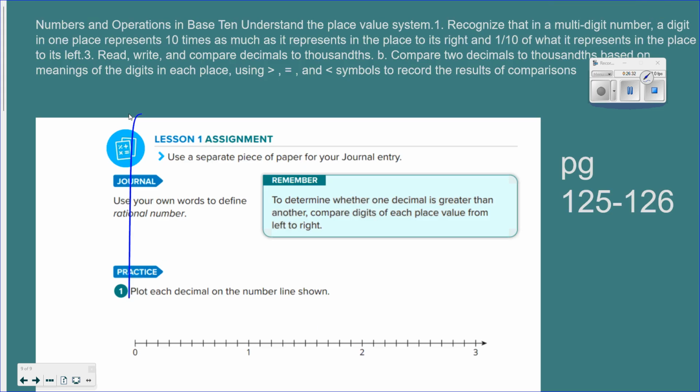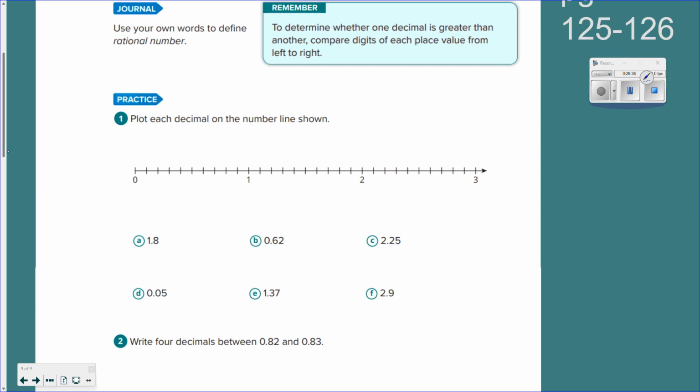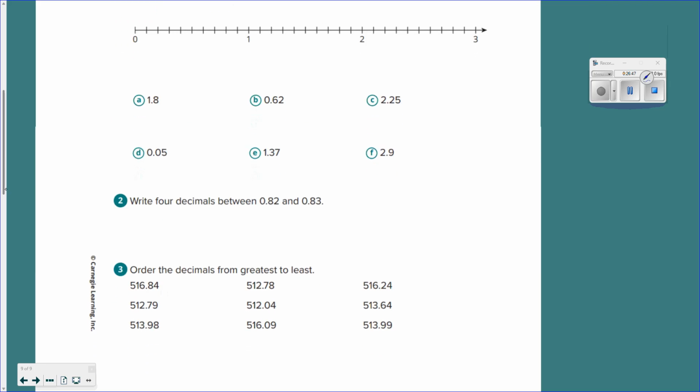Plot each decimal on the number line. Remember, numbers go underneath, the letters go above. You've got 6 of those to do. Write 4 decimals between 8,200 and 8,300. We did that type of exercise. That one should be really easy.